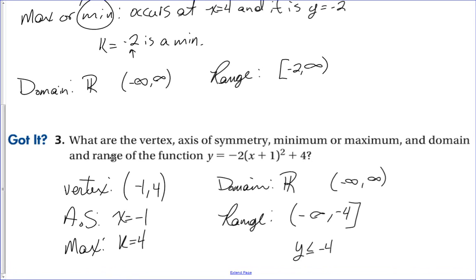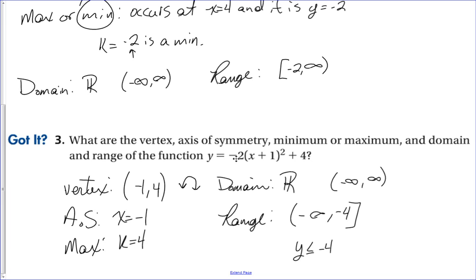Your vertex, remember, (h, k). So h is -1 because this is +1. Remember, you always take the opposite of the sign. Our vertex is (-1, 4). Your axis of symmetry is x equals -1 because remember, your axis of symmetry is always equal to the x-coordinate of your vertex. Your maximum, since this is negative, we know it opens downward. So the y value of the vertex is going to be our maximum, so our max is k equals 4.